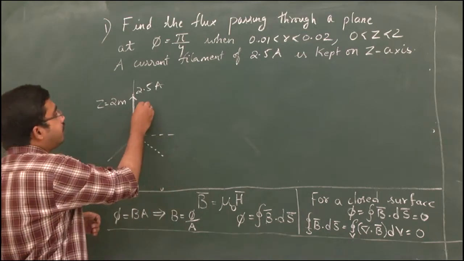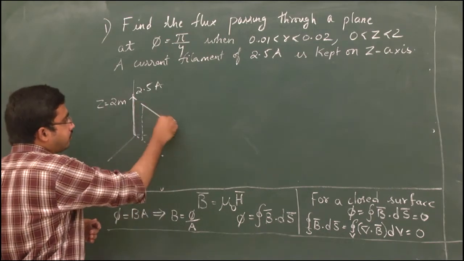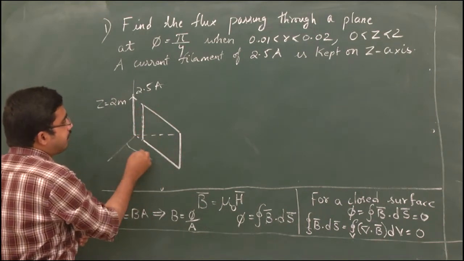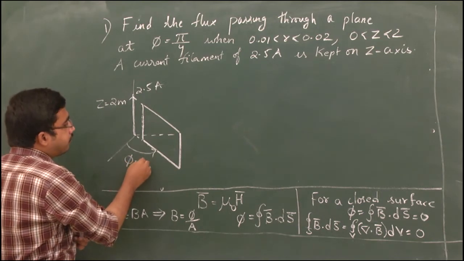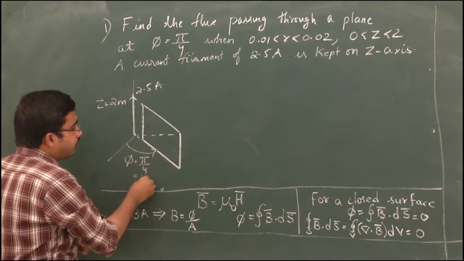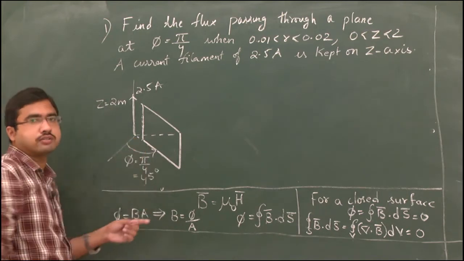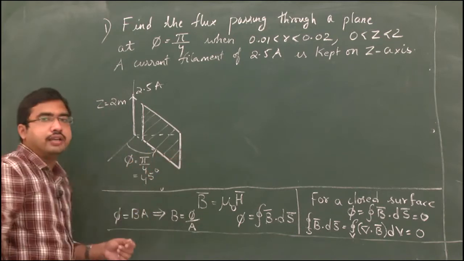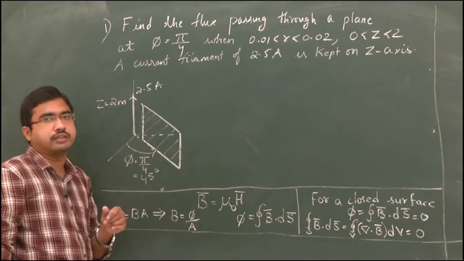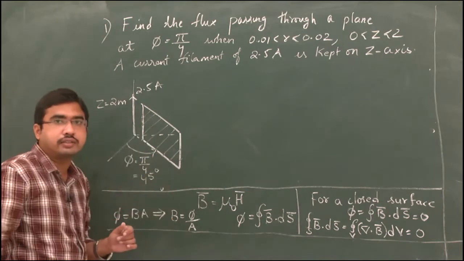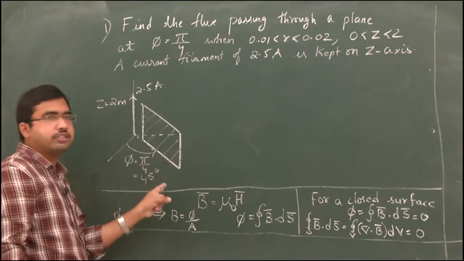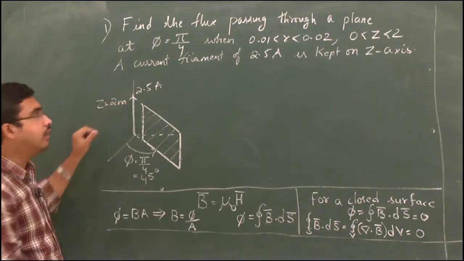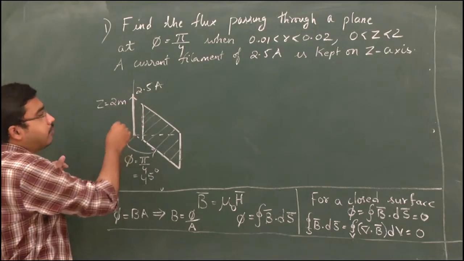Now, this is the plane that we have to consider. This plane is making an angle of pi by 4 radians or 45 degrees with the reference. Now they are asking you to calculate the flux that is passing through this plane due to the current that is flowing in this current element.